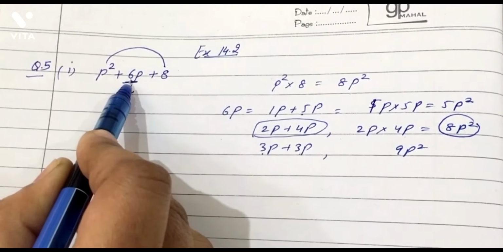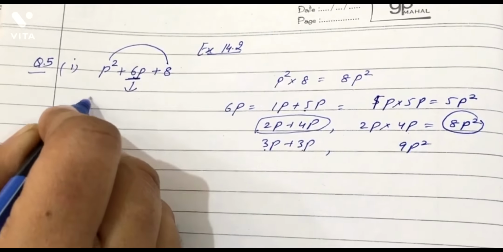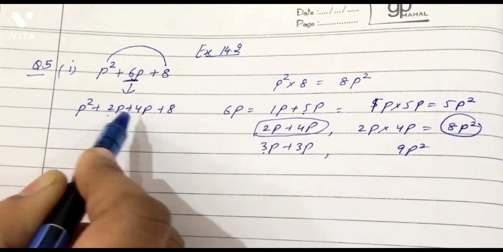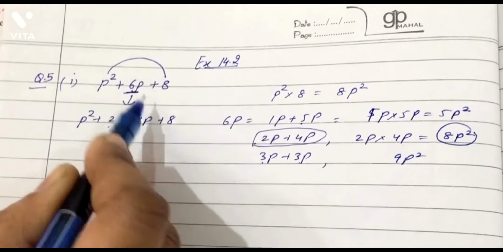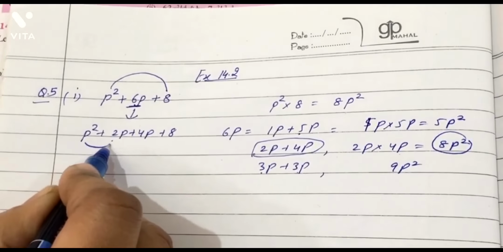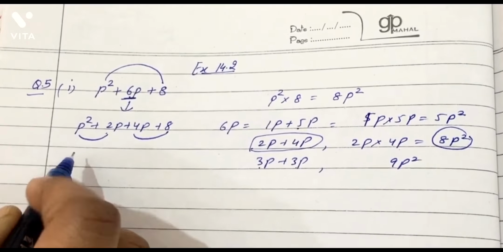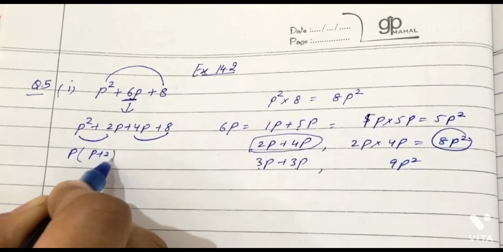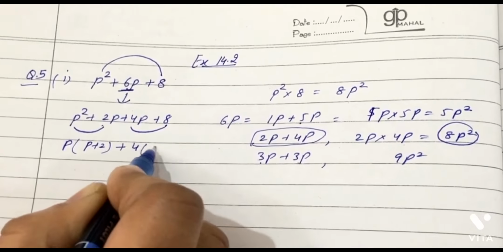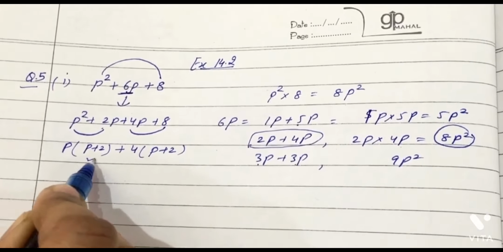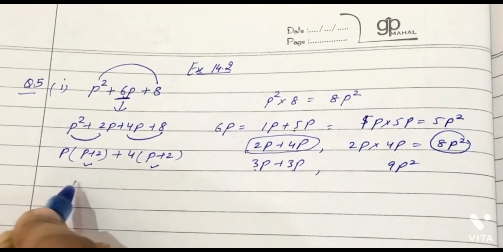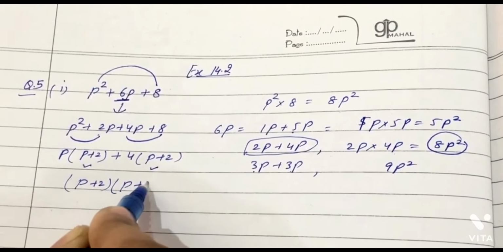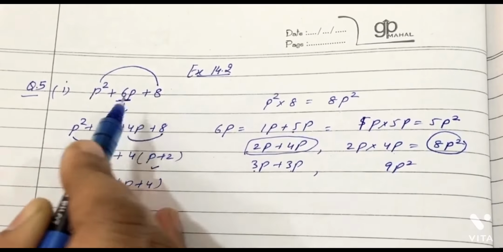So we will split this middle term with this combination, that gives you 2p plus 4p. No matter if you write here 4p and 2p, but the sum of these two should be this one. So now we will make groups of two terms as we have learned in question number 3. Now we will take p common from this, p plus 2, and from these two we will take 4 common, that gives you p plus 2. Now we are observing these two brackets are same, so we will take this bracket as common. So p plus 2 would be common and we are left with p plus 4. So this is your factorization of the given expression.